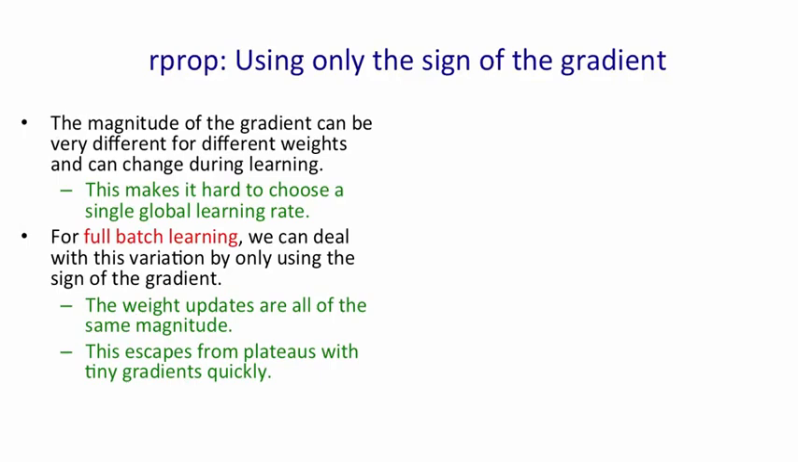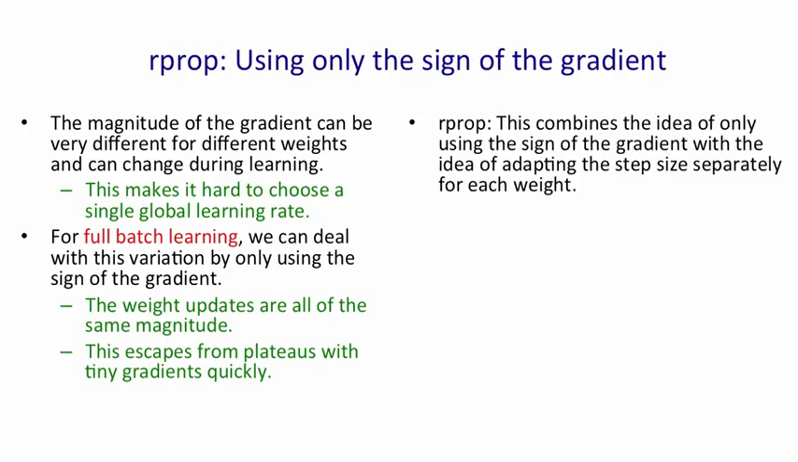We couldn't achieve that just by turning up the learning rate, because then the steps we took for weights that had big gradients would be much too big. Rprop combines the idea of just using the sign of the gradient with the idea of making the step size depend on which weight it is. So to decide how much to change a weight, you don't look at the magnitude of the gradient. You just look at the sign of the gradient, but you do look at the step size that you've decided on for that weight. And that step size adapts over time, again without looking at the magnitude of the gradient.